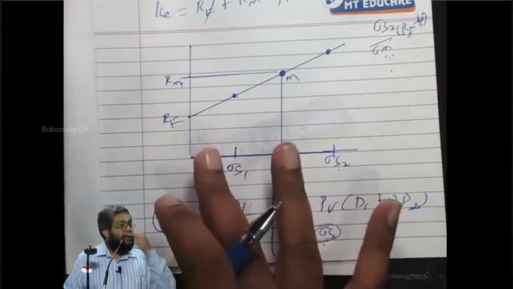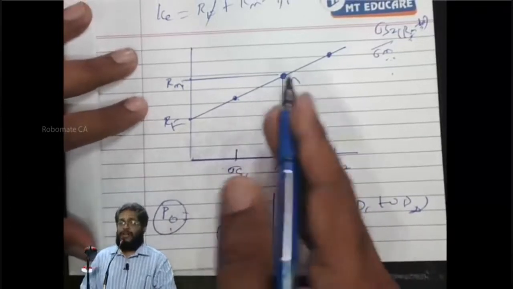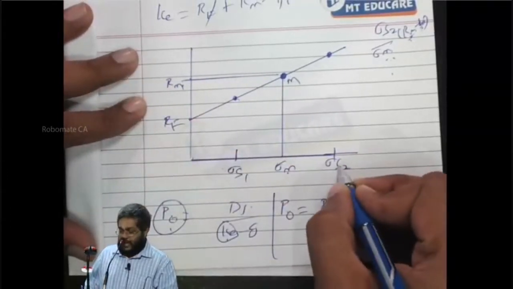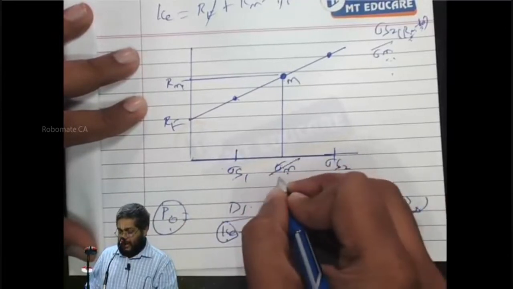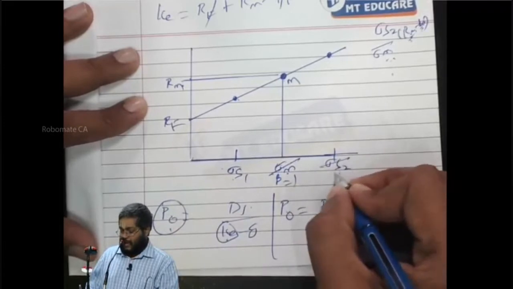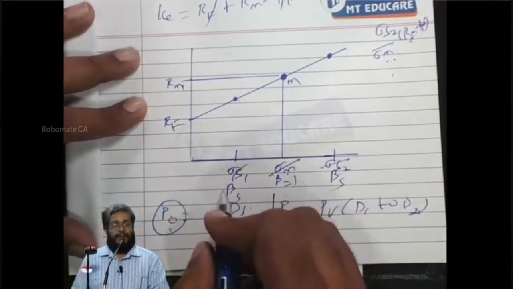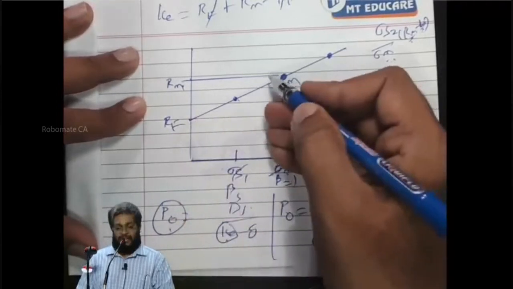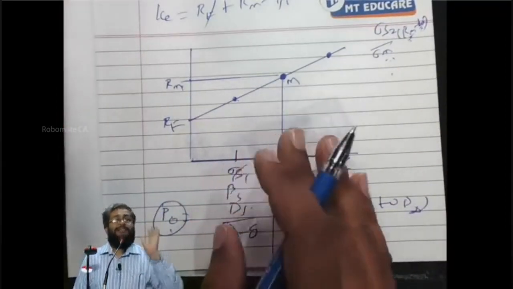In the capital asset pricing model, the only change we make is this: instead of sigma S2 and sigma S1 over sigma M, this is for beta equal to 1. This is for the beta of the security. The slope is not the standard deviation. The slope is beta. Now, I'll give a simple example.